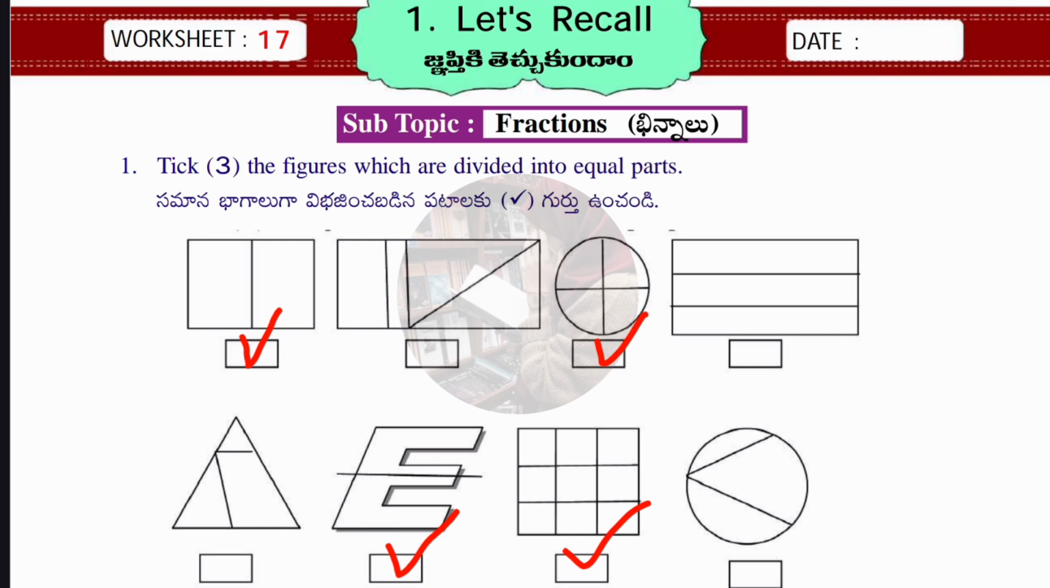Sixth one is E. That one also equally divided. That's why put it right, means put it tick mark. Next figure is also showing equal parts divided. That's why put tick mark for that one also. Okay, and the last circle is divided in not equal parts. That's why don't tick it.